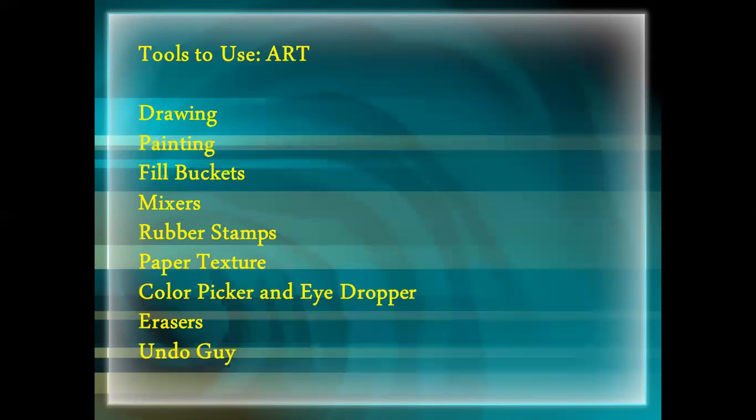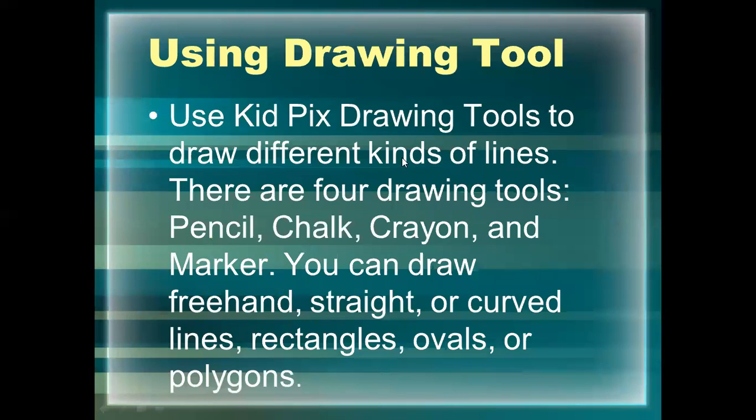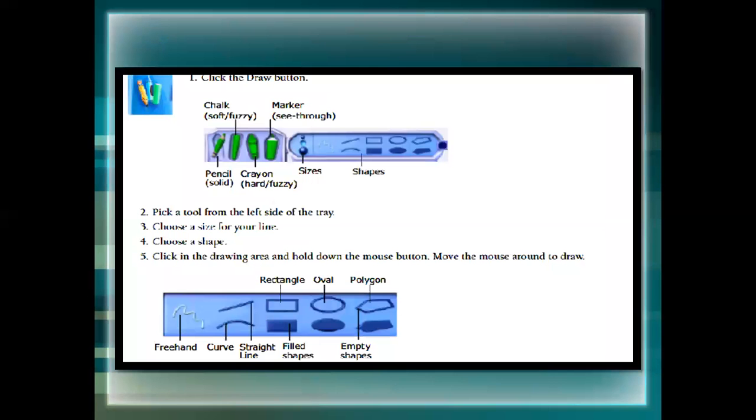So the KitPix drawing tool consists of 4 drawing tools. We have learned in the last class how many. The draw tool consists of how many drawing tools? It consists of 4 drawing tools: chalk, pencil, crayon and marker. With the help of the draw button, we can take different sizes and make different shapes: rectangle, filled rectangle, oval, filled oval. I will show you practically also. Let us learn theoretically first and then practically.